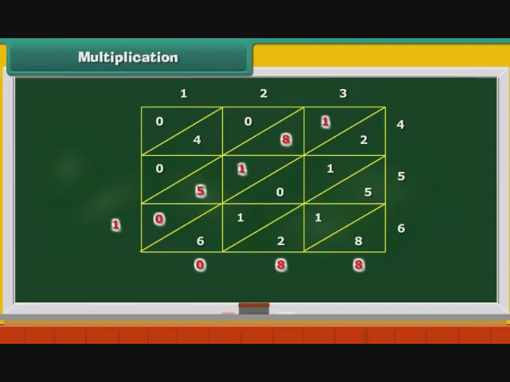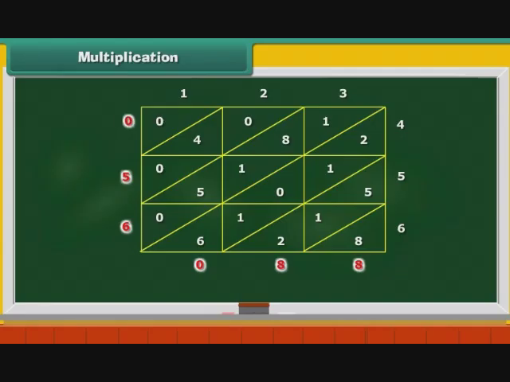It has 5 elements: 1, 8, 1, 5, and 0. Their sum is 16, including the carry over 1. Write 6 and carry over 1 to the next diagonal. It has 3 elements: 0, 4, and 0. Their sum is 5, including the carry over 1. Write 5. The last diagonal has only one element: 0.